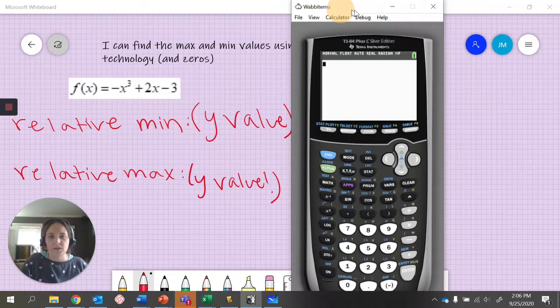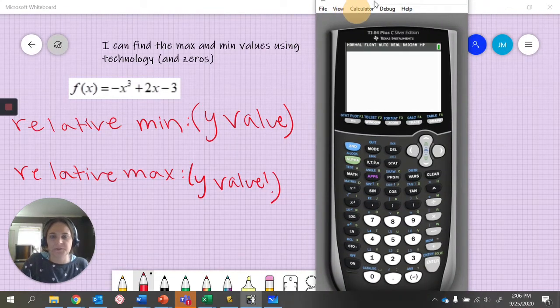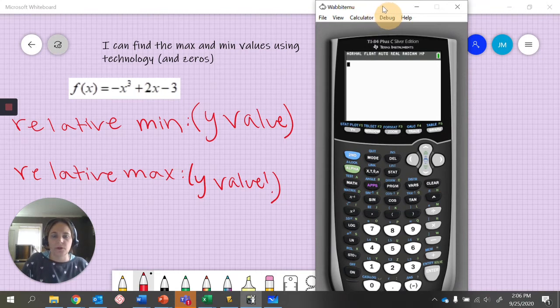Okay guys, today we're going to find the maximum and minimum values using technology. So hopefully you were all able to download the Wabbit app, and we are going to do it for this function f of x equals negative x cubed plus 2x minus 3. So we're going to start by going to our y equals button and typing the function in.